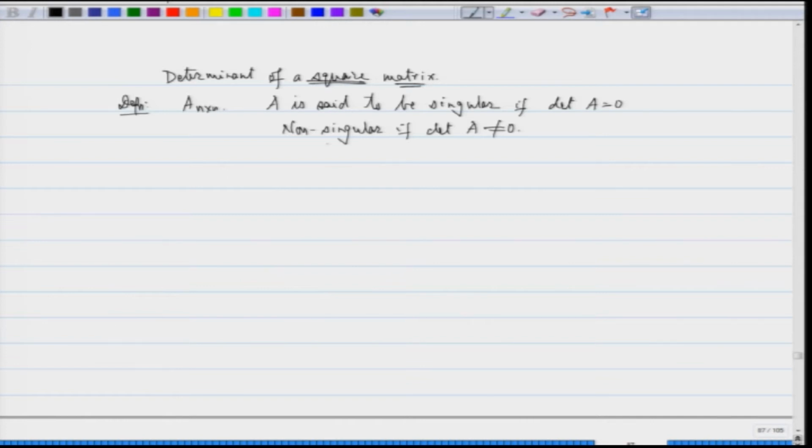So, this non-singularity is equivalent to saying that, since it is a square matrix, we can talk of invertibility. So, A is invertible. All these notions of invertibility, system of equations having a unique solution or having a solution for every choice of B and so on, they are all related in some sense, all right. Therefore, we need to understand this, what is called non-singularity of a matrix or determinant of a matrix.